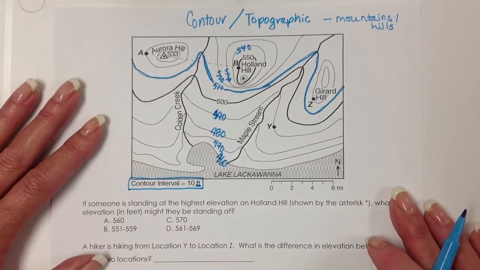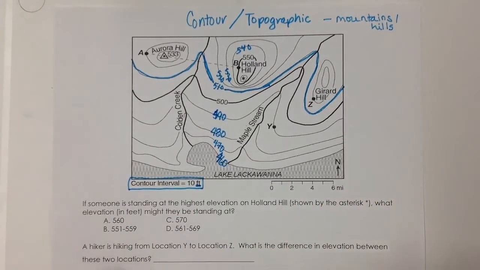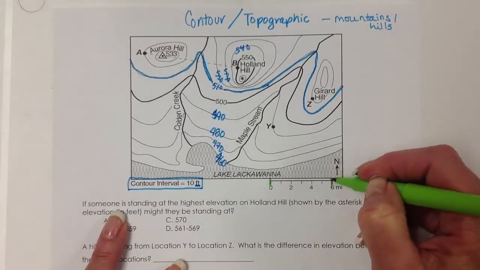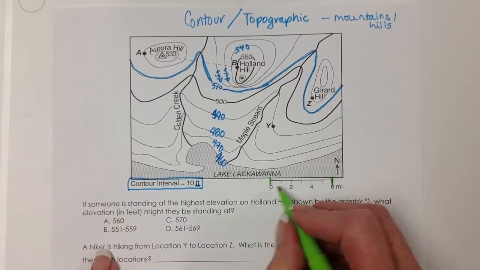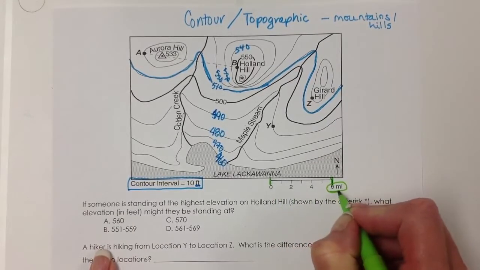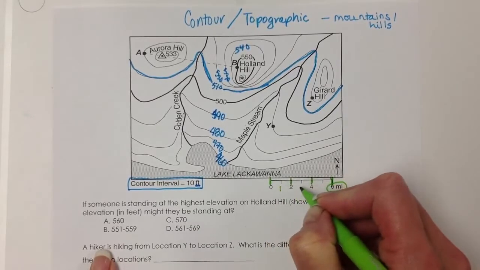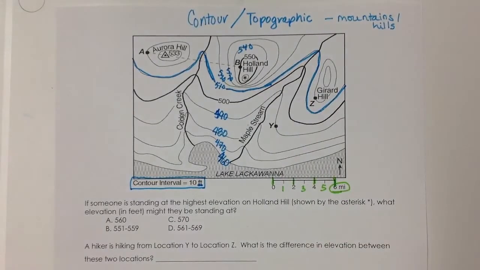Alright, so let's look at some more information we've been given here. We've been given a distance. So if you wanted to know how far something is and you used this as a measuring tool, this distance represents 6 miles. This represents 2 and 4, so that's 1, 2, 3, 4, 5, 6. So you could actually measure distances.